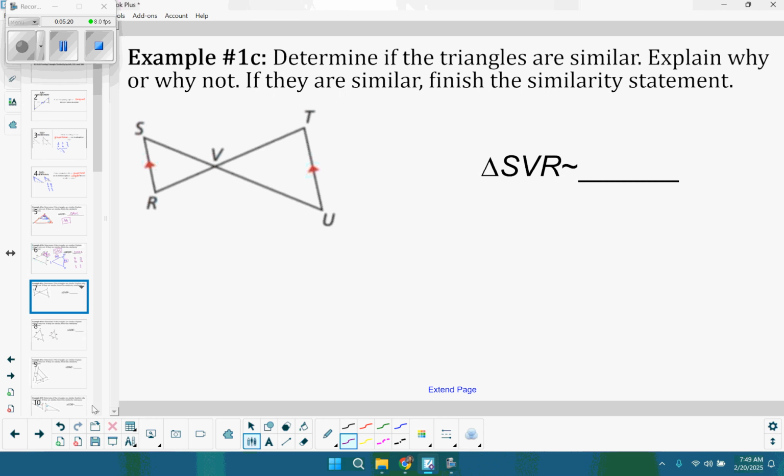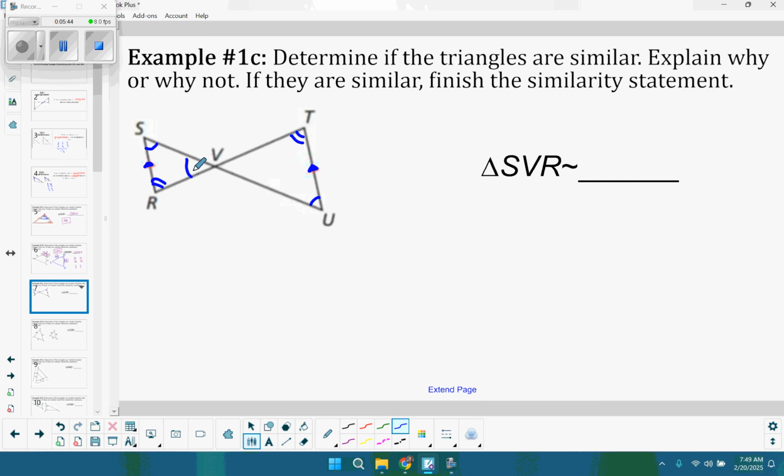Still the same thing in example 1C. In this one, I have some parallel lines. So these little triangles here, remember they mean that the lines are parallel. And when we have a shape that looks like a bow tie, we have alternate interior angles. So angle S and angle U would be congruent to each other, as well as angle R and angle T.